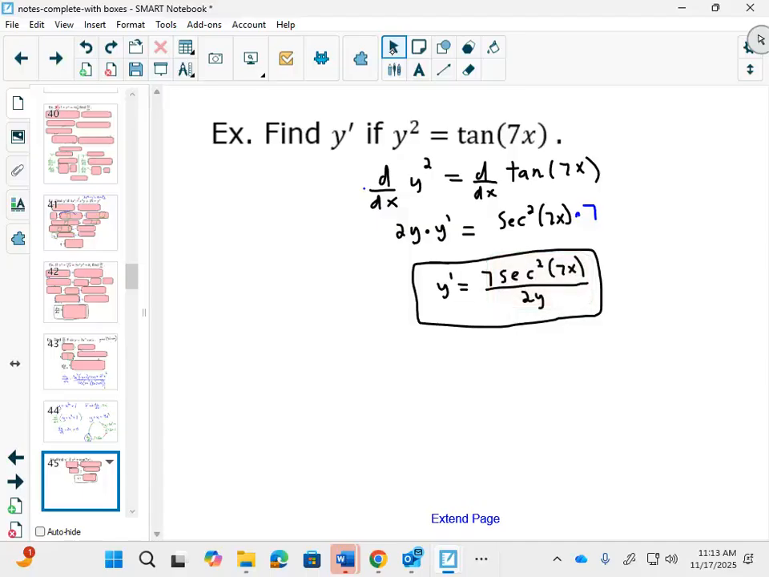Then to get the y prime by itself, you just have to divide both sides by 2y. So we do all of our derivative rules like normal, but whenever you're doing the derivative of something with a y, you have to think there would be a chain rule after the fact, and you'd have a dy dx or a y prime in the end.